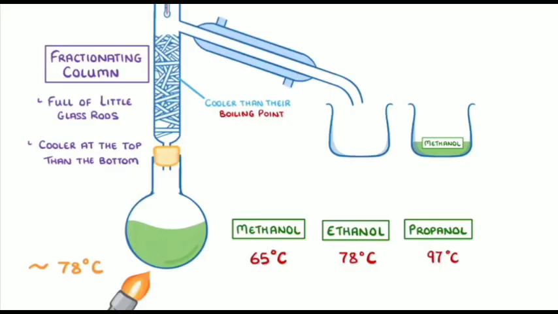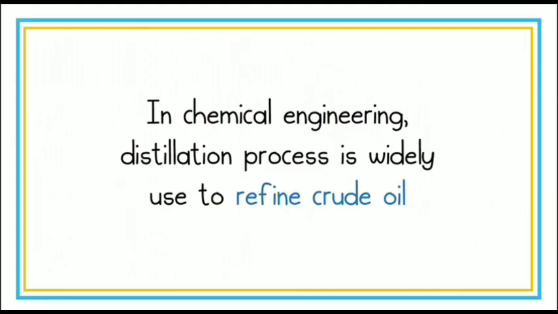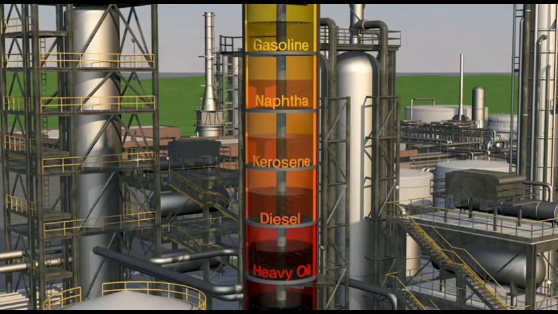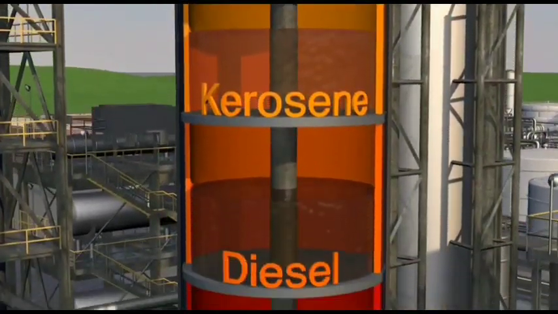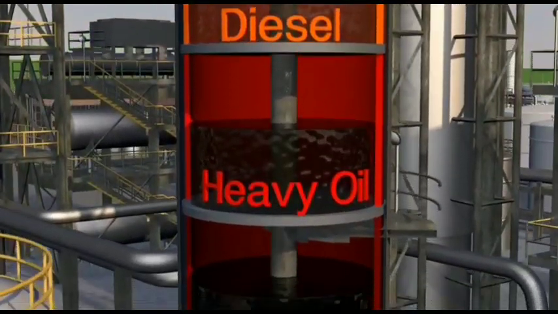Distillation is used to purify a liquid by separating the components of a liquid mixture based on their boiling points. In chemical engineering, the distillation process is widely used to refine crude oil into gasoline, naphtha, kerosene, diesel, heavy oil, and bitumen.